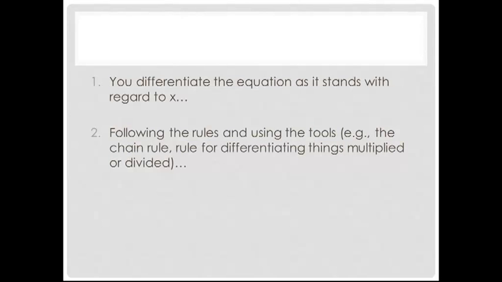So here's how you do it. You differentiate the equation as it stands with regard to x, and the "with regard to x" is important. Then you follow the rules and use the tools, like the chain rule, or the rule for differentiating things that are multiplied, or things that are divided. And then you solve for y prime, which is another way of writing dy/dx, the derivative of y in relation to x.